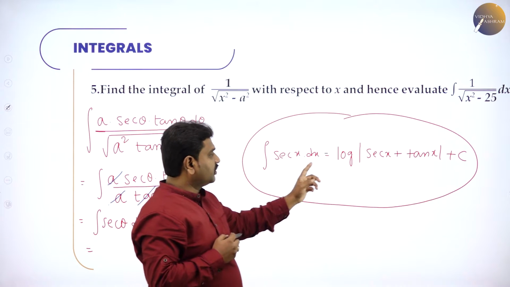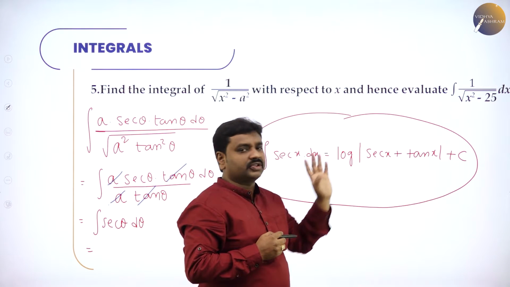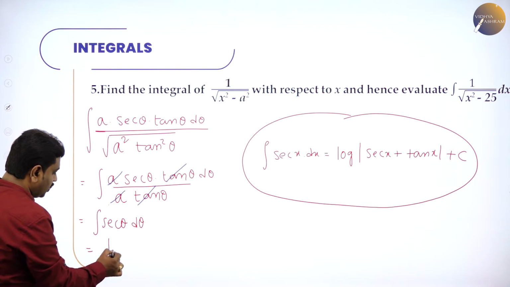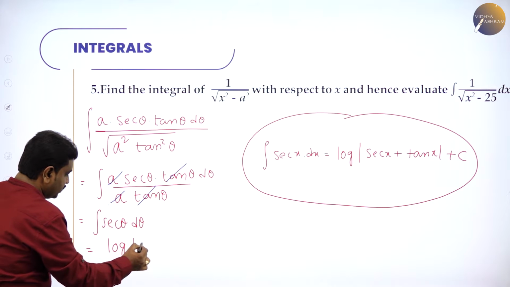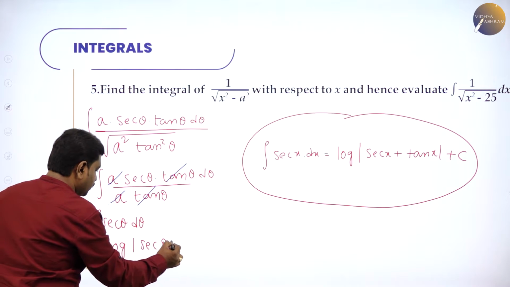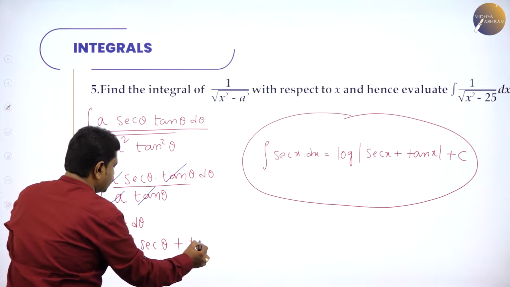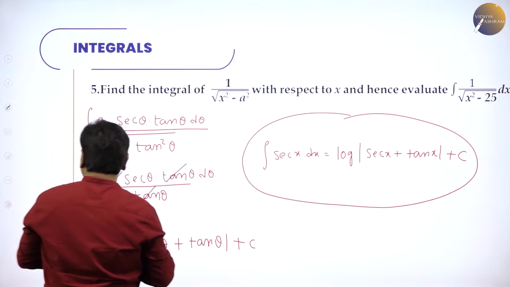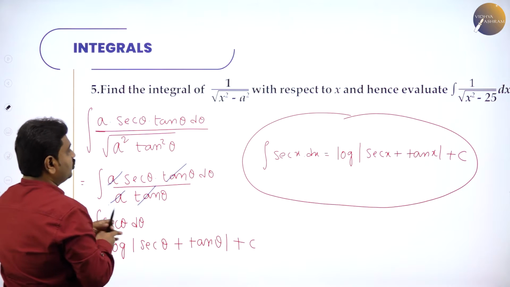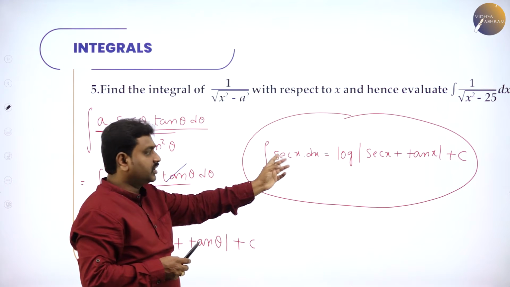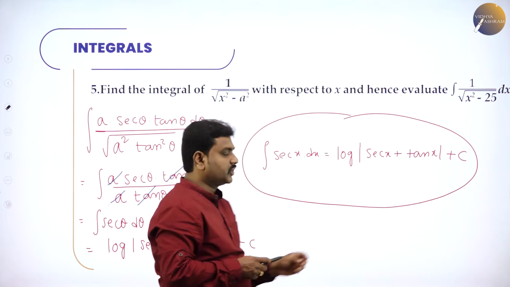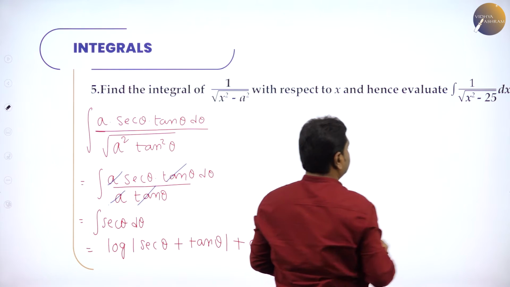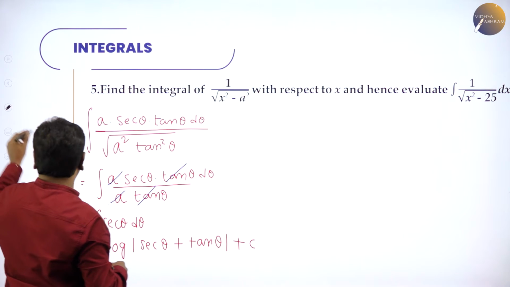What is integration of secant x? Log of mod of secant x plus tan x plus c. Same formula we can use here. So this will become log of mod of secant theta plus tan theta, or tan theta plus secant theta, whatever, plus c. We got the answer. But dear students, I am using this formula, integration of secant is log of secant plus tan. So now here we'll go ahead with substitutions.